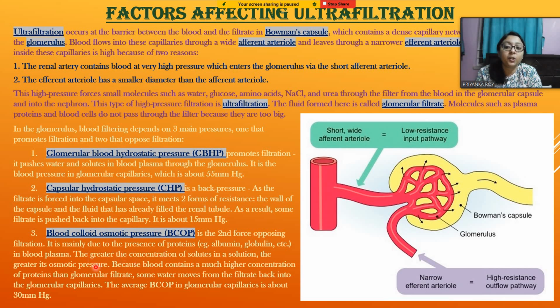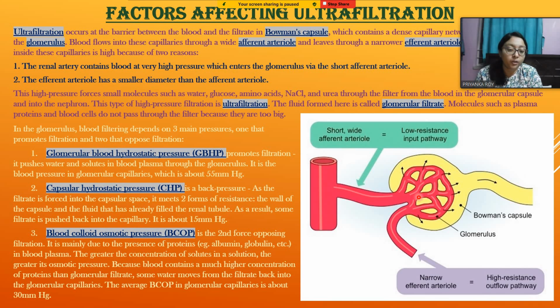Next is the blood colloid osmotic pressure. That is the second force opposing filtration. It is mainly due to the proteins present in the blood, like albumin, globulin, etc. The greater the concentration of solutes in a solution, of course, the greater the osmotic pressure. Because blood contains a much higher concentration of solutes, its osmotic pressure is also higher than that of the glomerular filtrate.